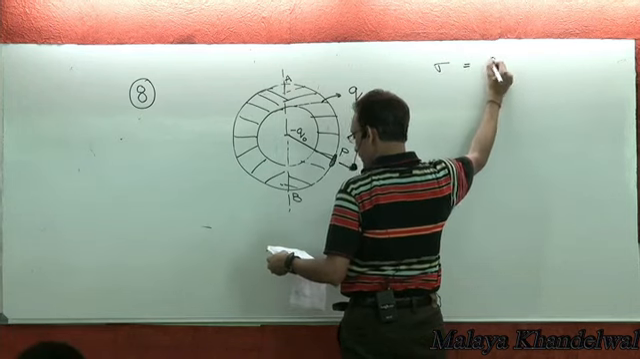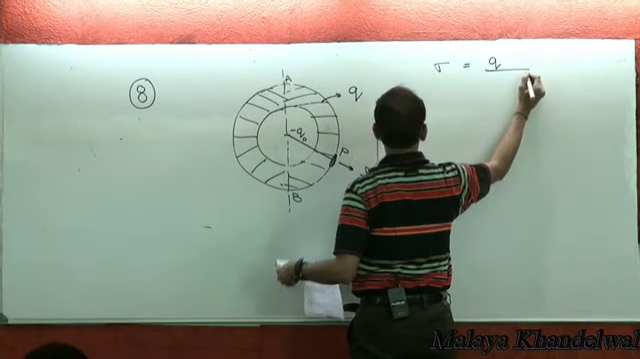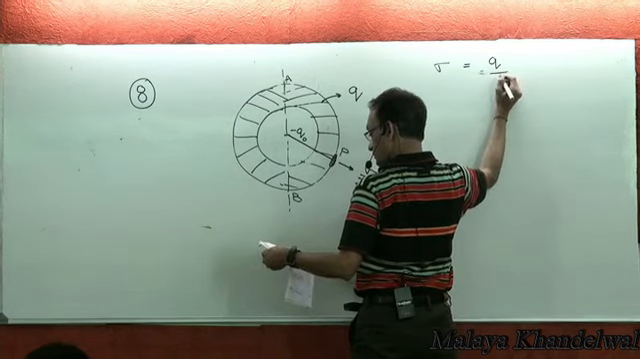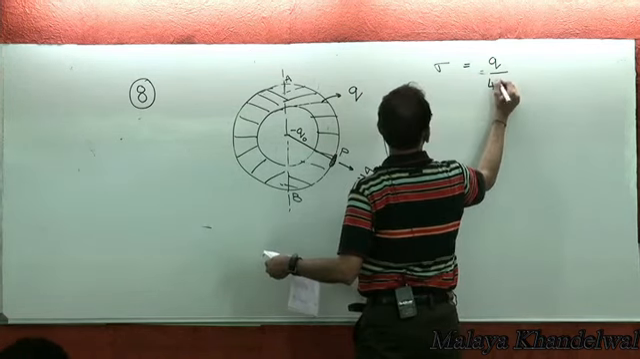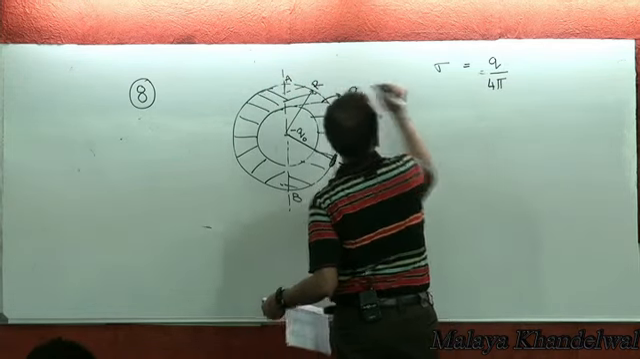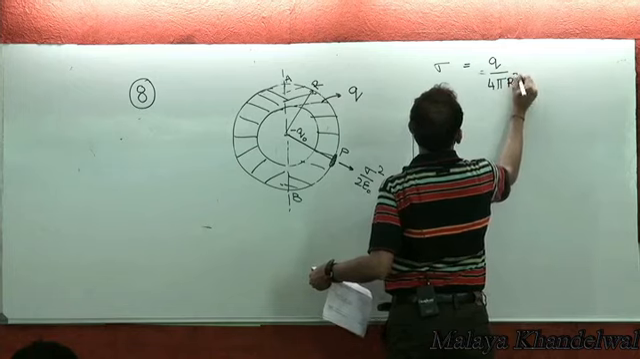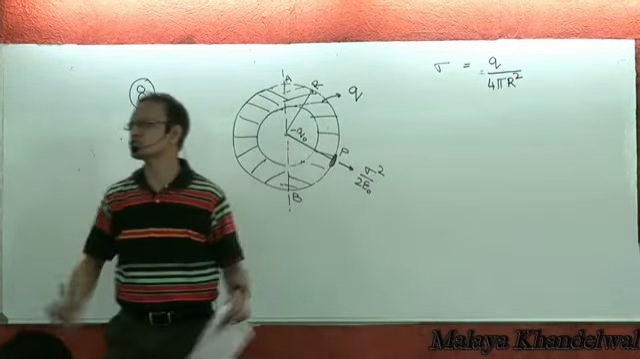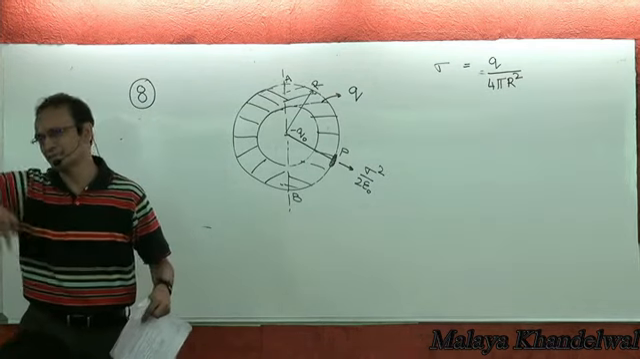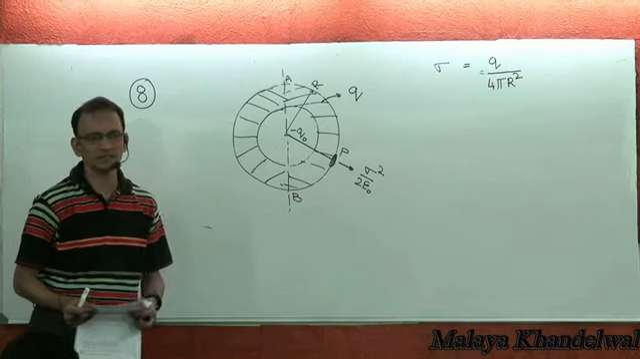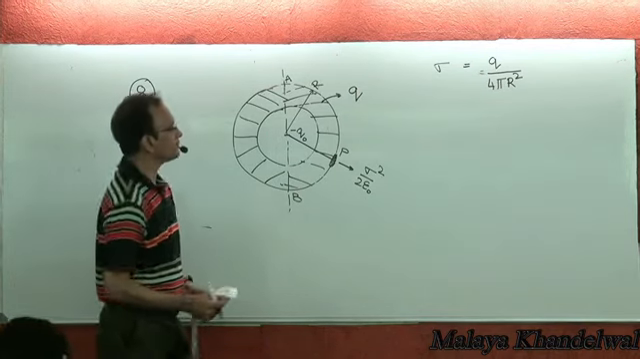Now what is sigma distributed on the surface of this? Sigma is Q by 4 pi r squared. This is very thin, so let's say the radius of this is r. So Q by 4 pi r squared is the surface charge density on this shell. I can imagine the entire charge to be on the surface only, because it's very thin. Q by 4 pi r squared is the surface charge density, right?